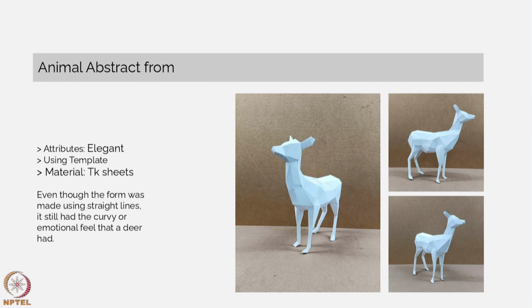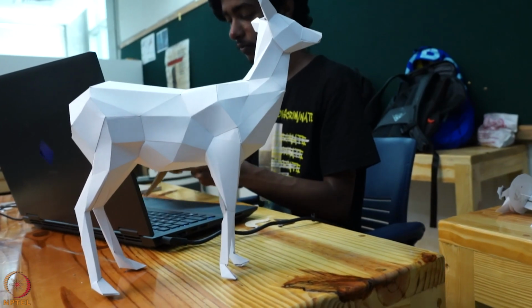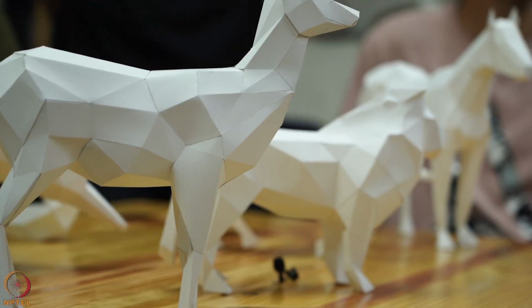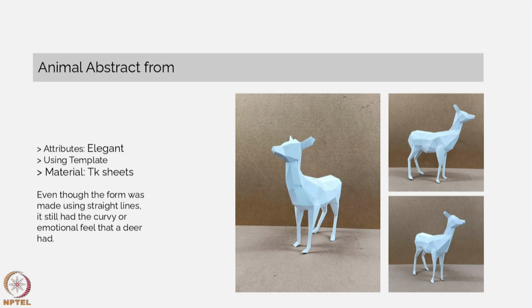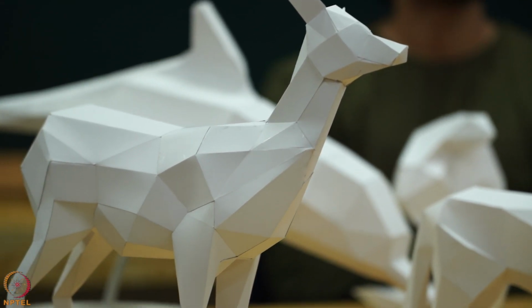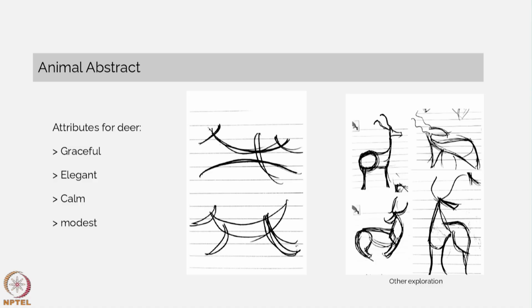The main attributes I took were elegance, gracefulness, calm and modesty. The material we used was TK sheets, and even in this form, which is mainly of straight lines, the curvature and the emotions of the deer are still visible, later making it more abstract. These were some of my explorations, and trying out line justice helped me more with the assignment for further progress.